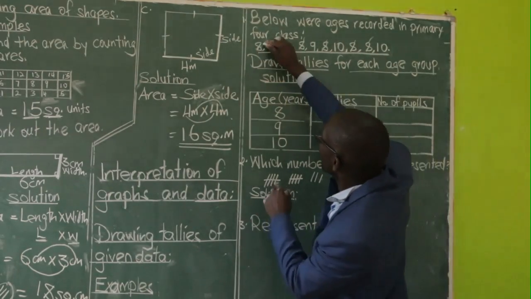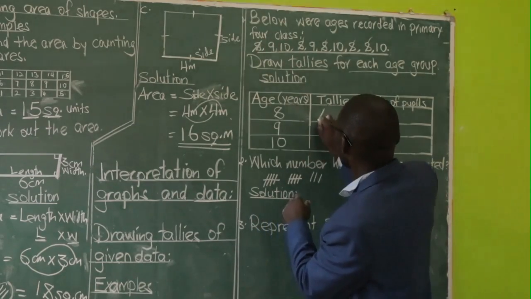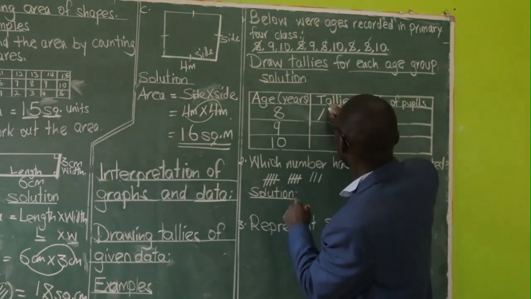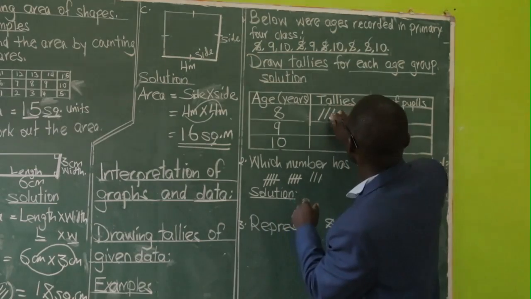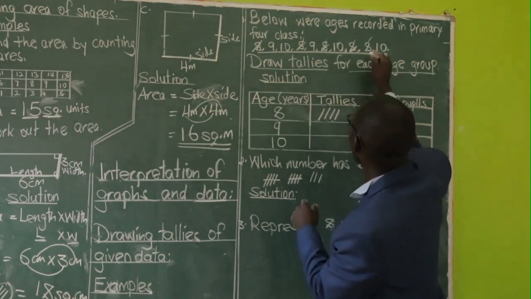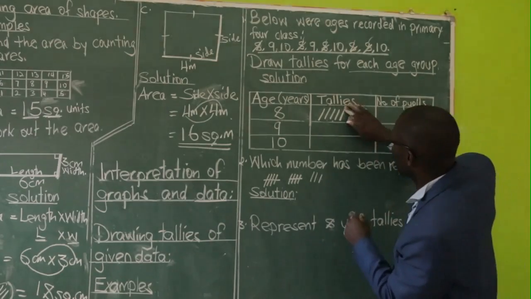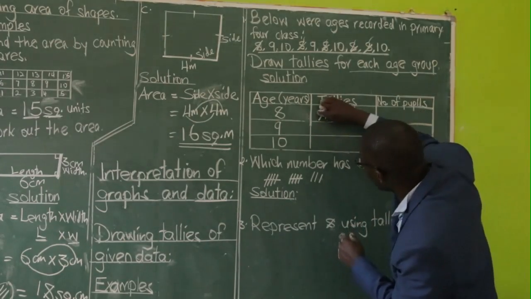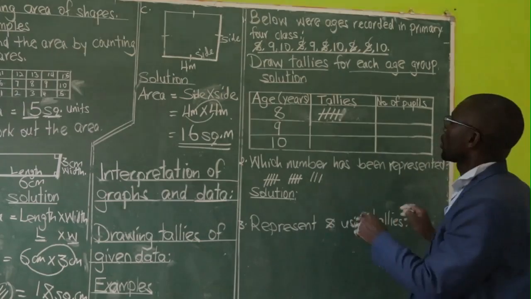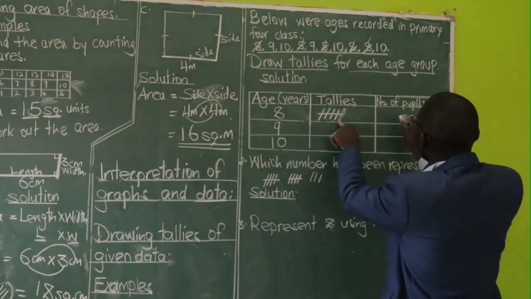We have the first child here, that is 1, 2, 3, 4, and now the fifth one, we are not going to put it like that. We shall tie it here. So how many were they? They were 5.